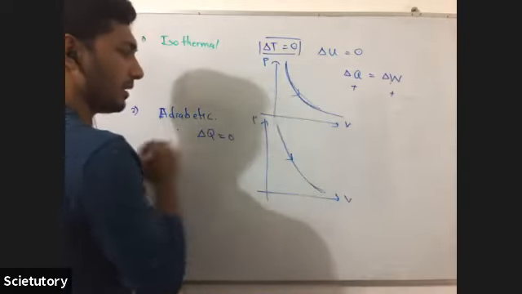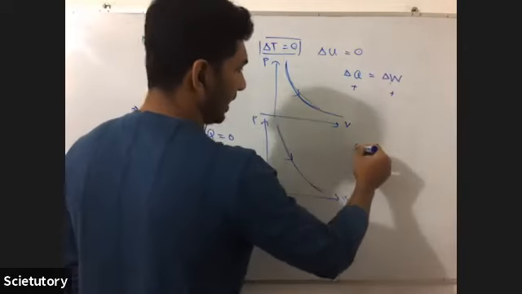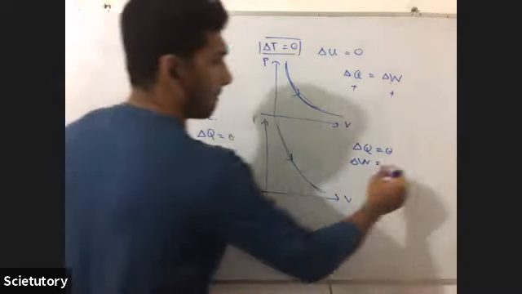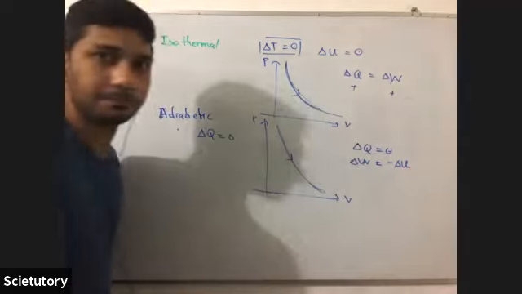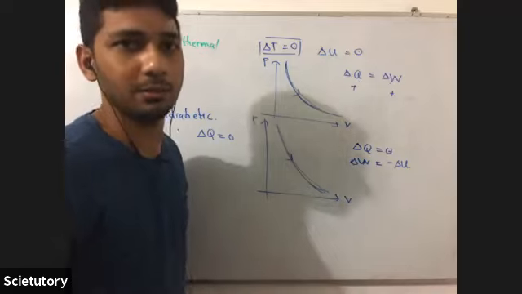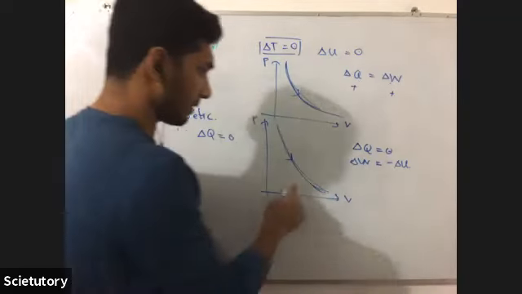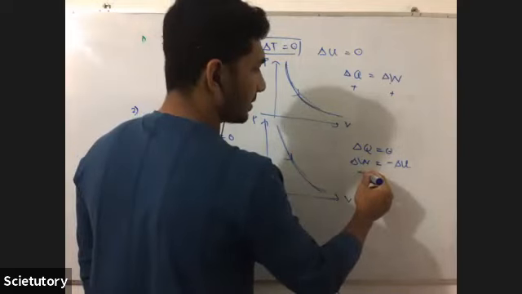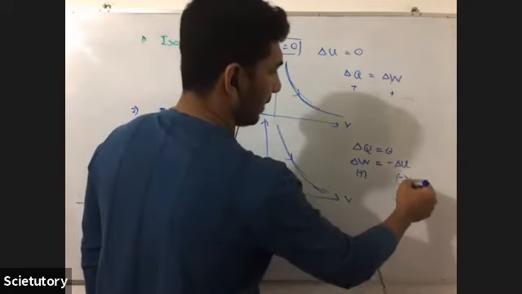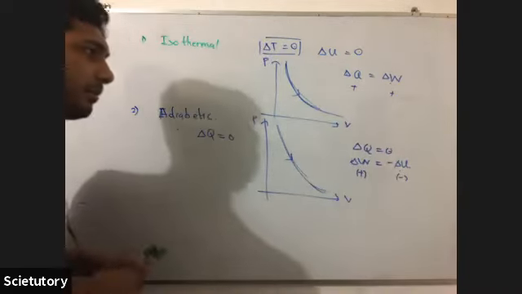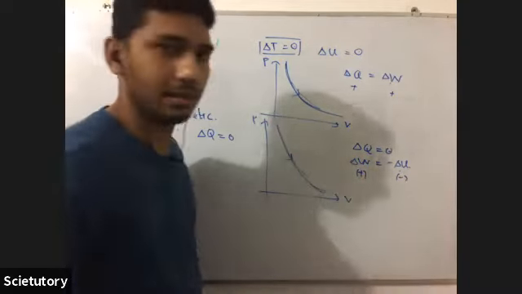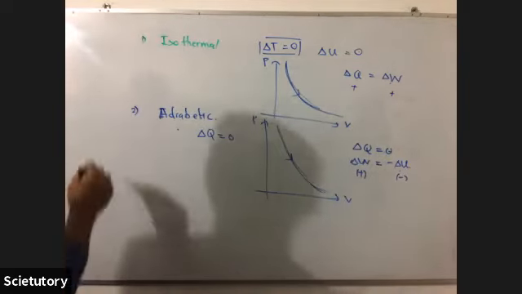For example, if the volume is increasing, what's the equation? Here delta Q is 0, so delta W is minus delta U. Am I correct? The volume is increasing, so what's the sign of delta W? Plus. Delta U is minus. So there will be a reduction in temperature. If it's the other way, the signs will be opposite.